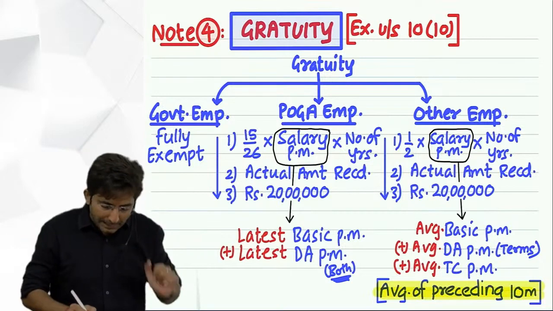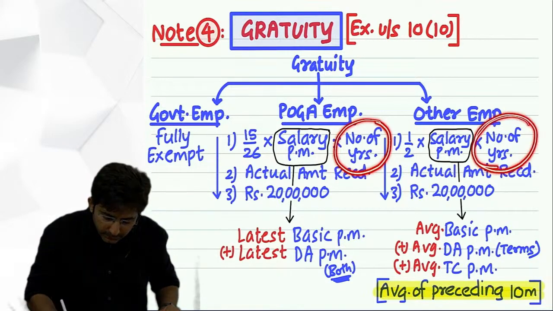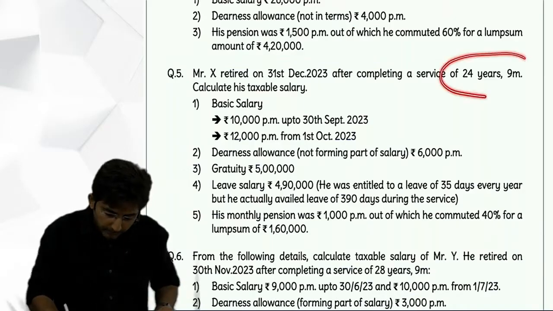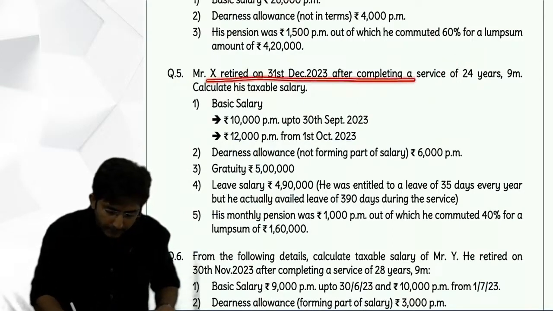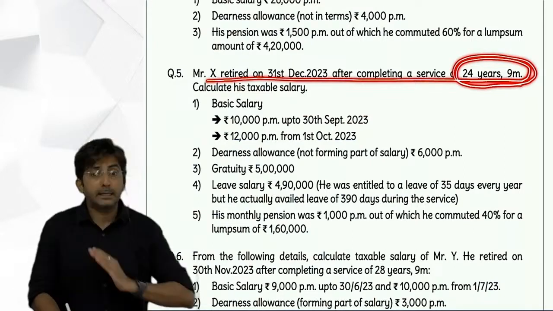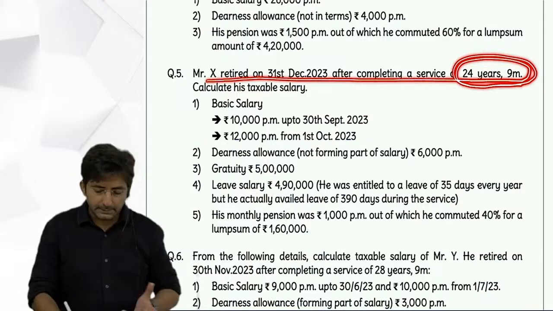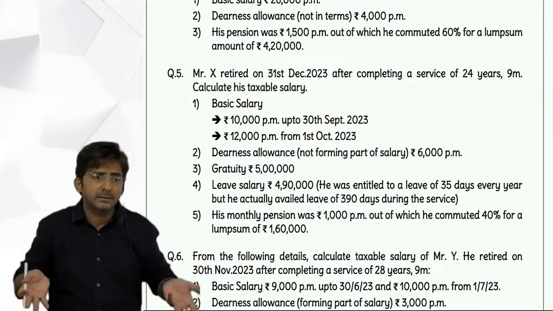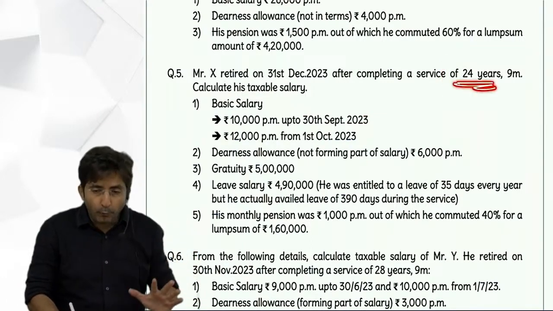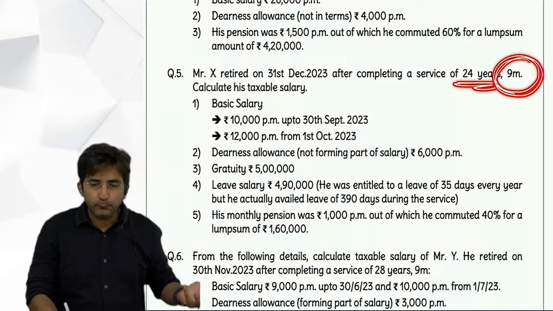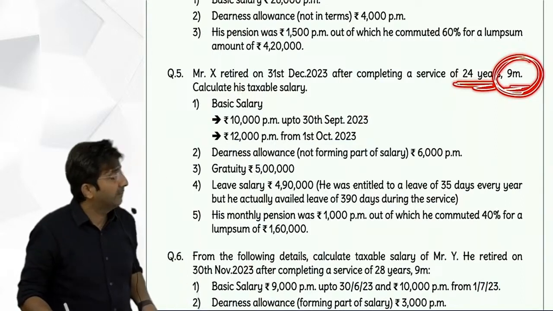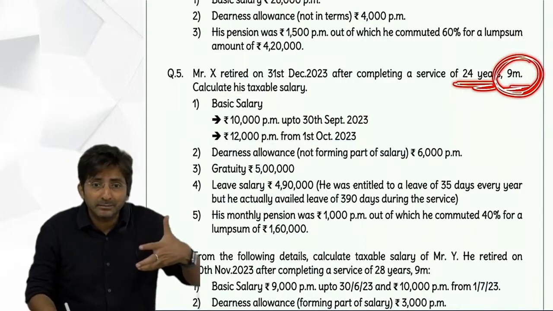Now see, one last thing. In the number of years of service, sometimes you will find a fraction. For example, read this question: Mr. X retired after completing a service of 24 years, 9 months. When you retire, it is not necessary that you retire on the exact end of a year. You don't count and retire; whenever retirement comes, it comes. But when you count your actual service, it comes in a fraction. You understood? 24 years is complete years. But is 9 months a full complete year or incomplete? Incomplete. To complete a year, you need 12 months. Is it 12 or 9? 9. So it is incomplete, means it is a fraction. So what to do now?